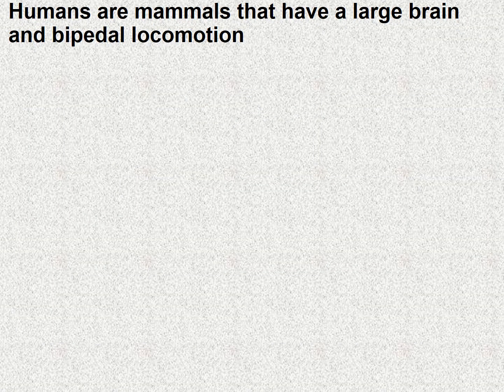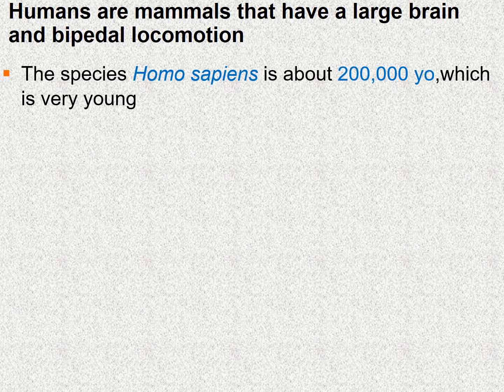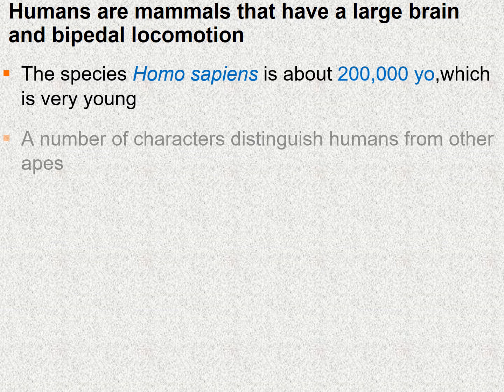All right, let's talk about humans then. Humans are also mammals, and they have a large brain and bipedal locomotion. The species Homo sapiens, which is really modern humans, is only about 200,000 years old. So our species has existed on Earth for only about 200,000 years. That's really young compared to all of the other organisms that have survived.